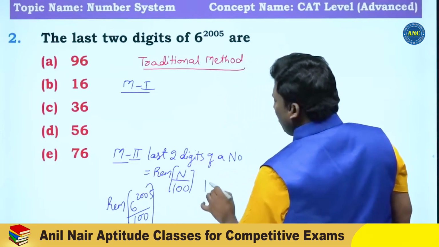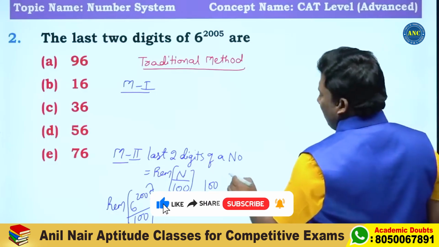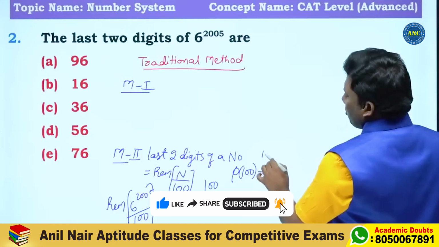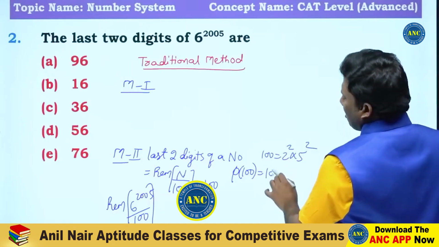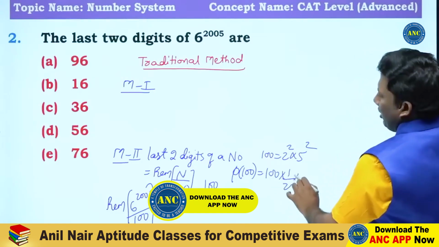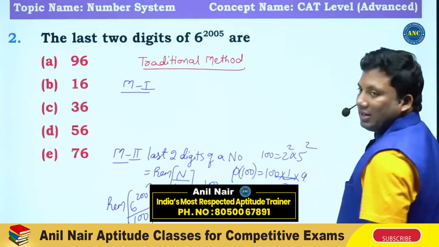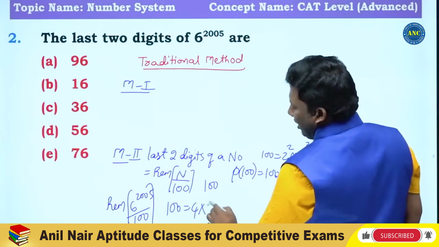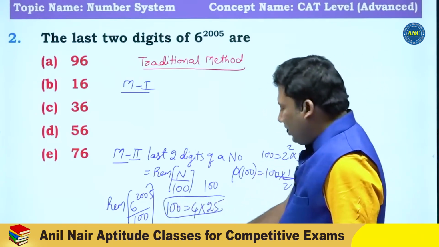100 is a composite number, so they will use the quotient function of 100. 100 is 2 square into 5 square. Please go back and see the remainders class to understand how I am doing it. Either they will do it like this, or they will take 100 as 4 into 25 and use the Chinese remainder theorem.